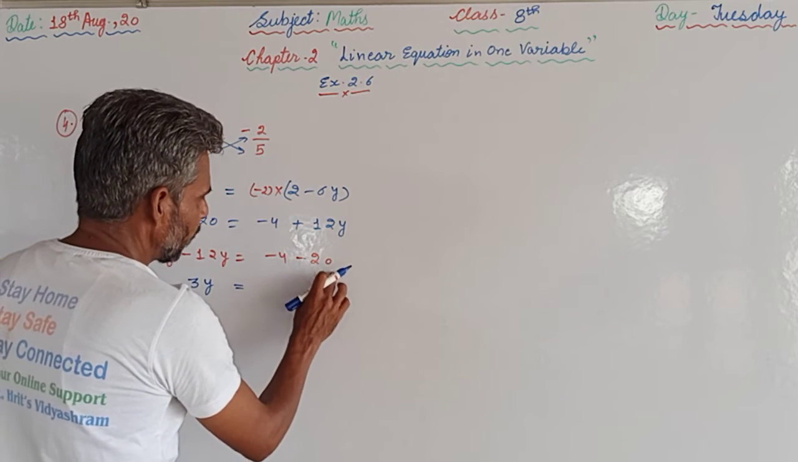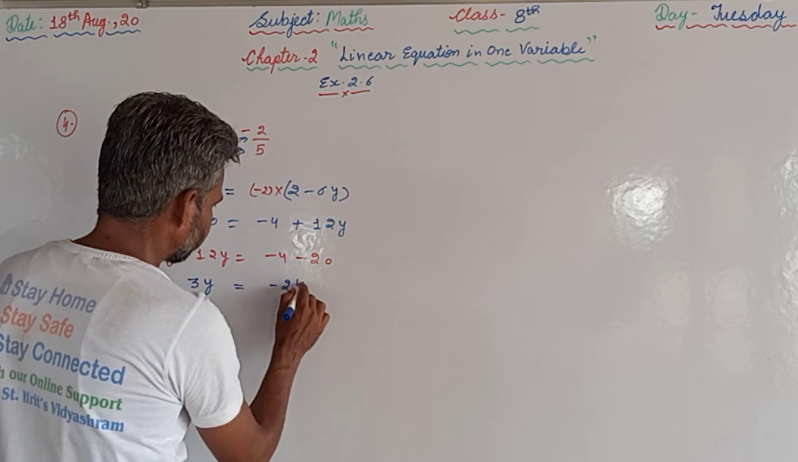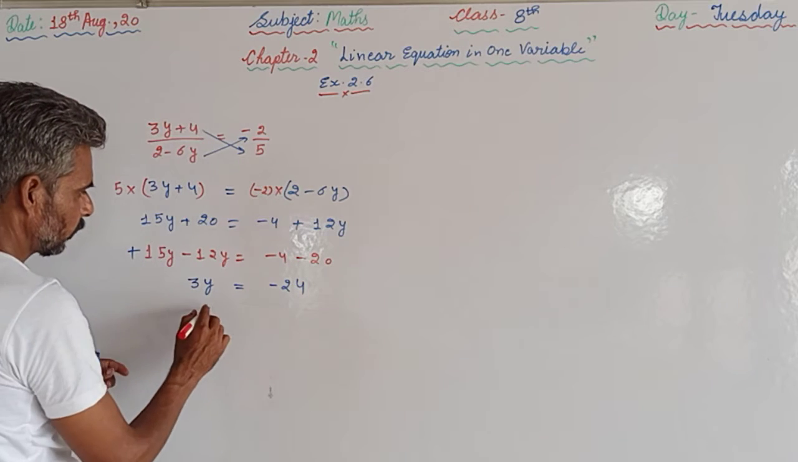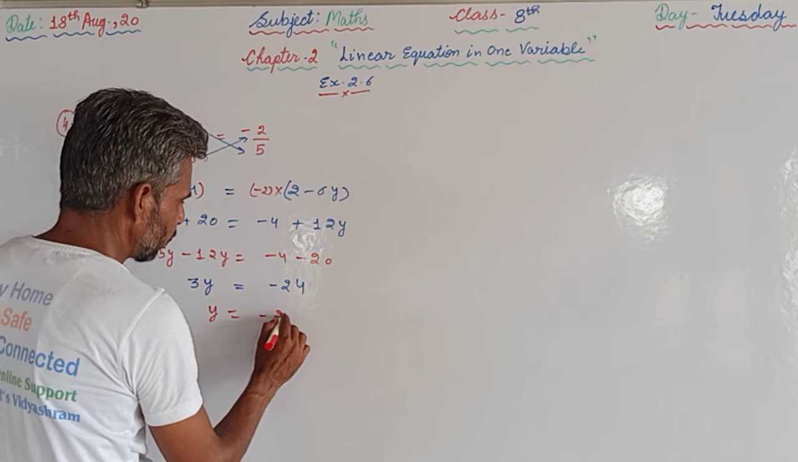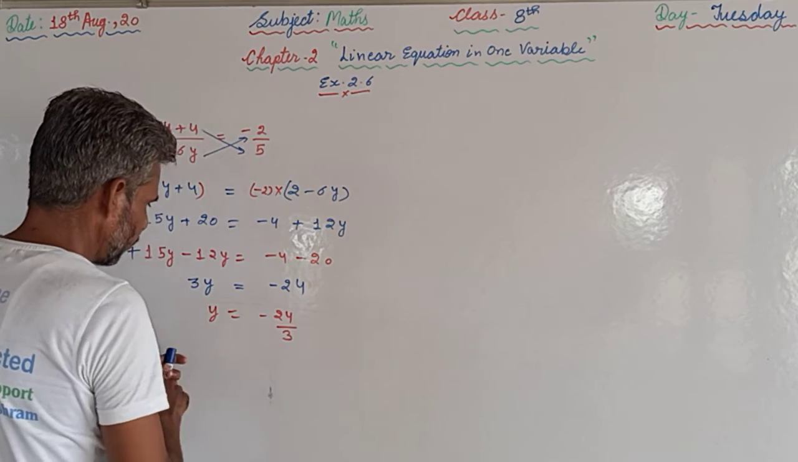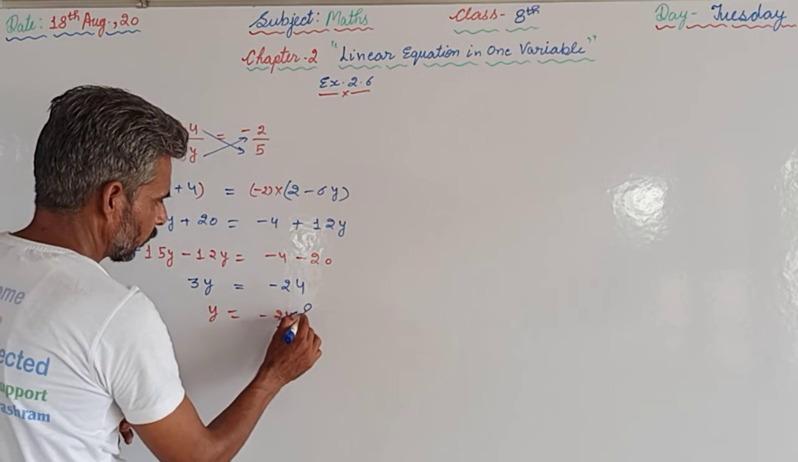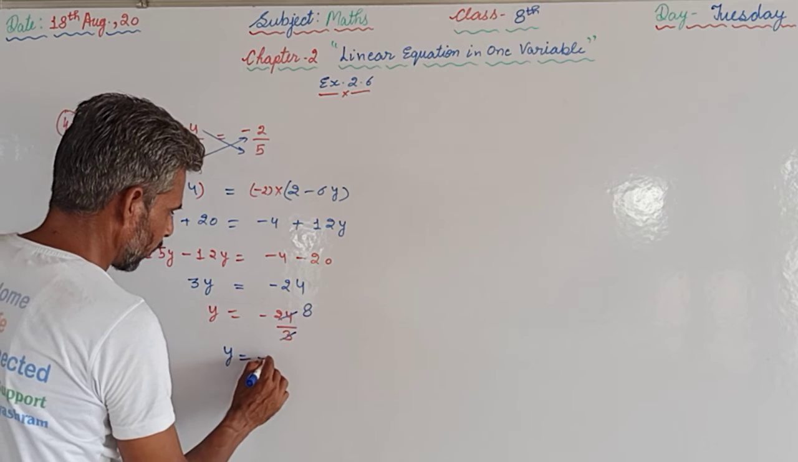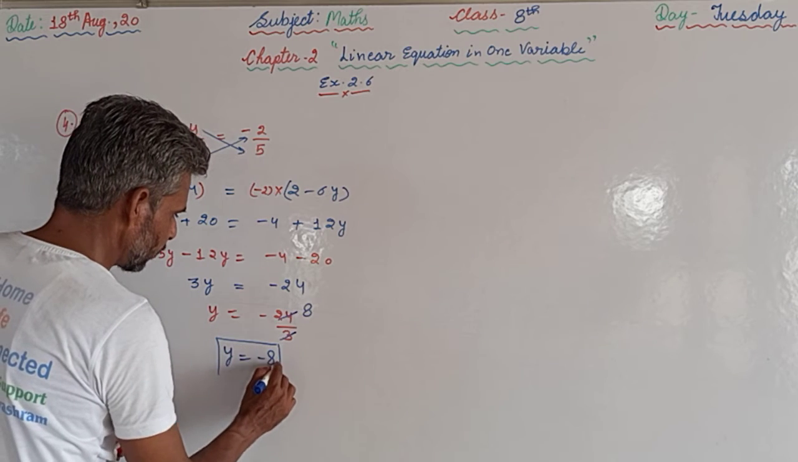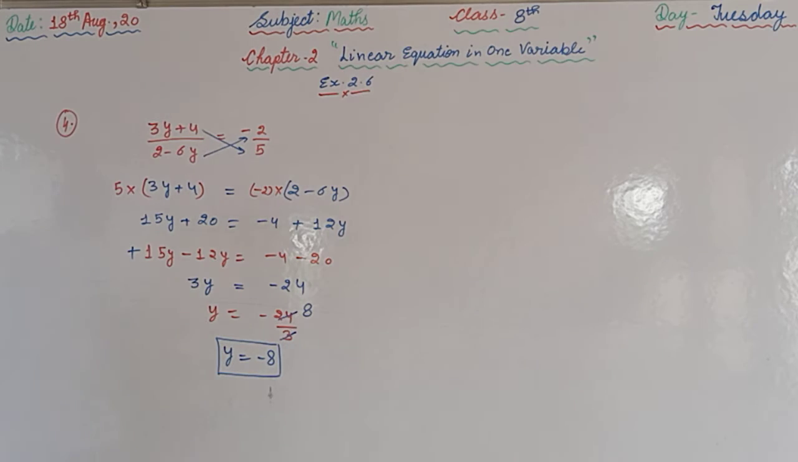Minus 4 minus 20 minus 20, 4, afterwards y will be equal to minus 24 upon 3, and y is equal to minus 8. Like this you can proceed with the questions. Question number 5 you are supposed to try by yourself.